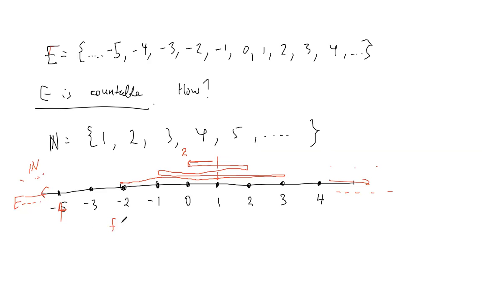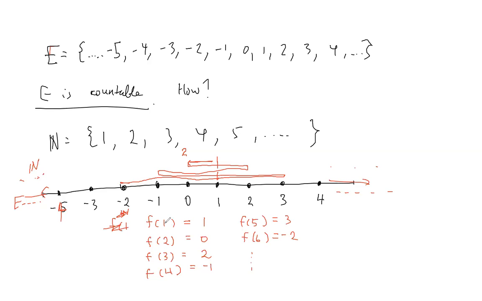For example, my function, this is from N, will be F1 to 1, F2 to 0, F3 to 2, F4 to -1, F5 to 3, F6 to -2, and so on, right? That means my rule is I'll take 1. You can see that all these numbers 1, 2, 3, 4, 5, 6 are all from the set of natural numbers.